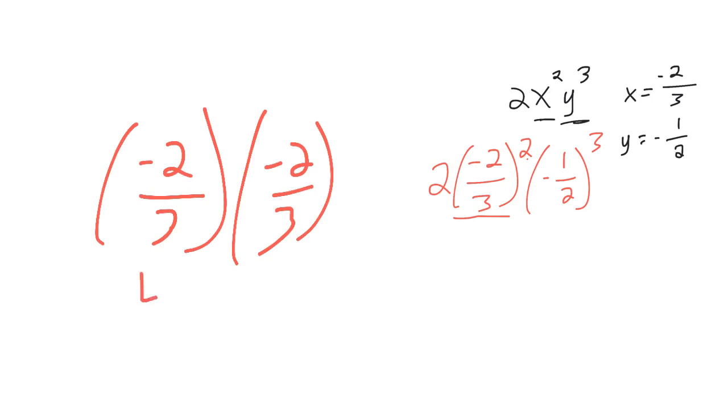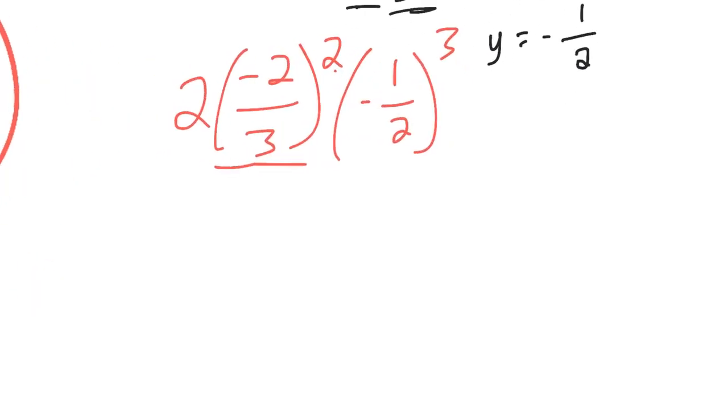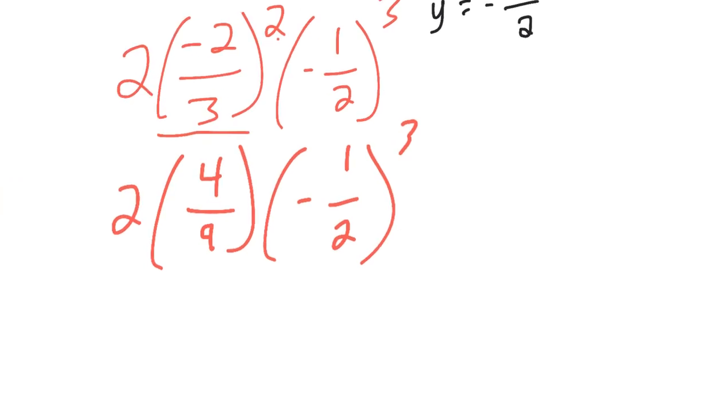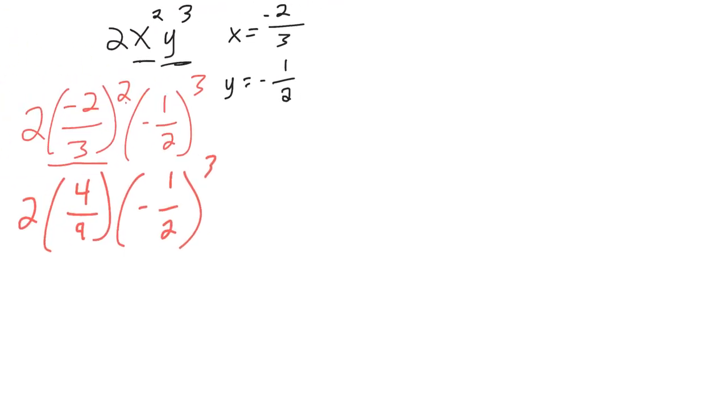-2 times -2 makes 4, and 3 times, that's a bad looking 3, isn't it? But 3 times 3 makes 9 on the bottom. So we just found out -2/3 squared is 4/9. So maybe we can copy that down. And now we can evaluate -1/2 to the third off to the side.